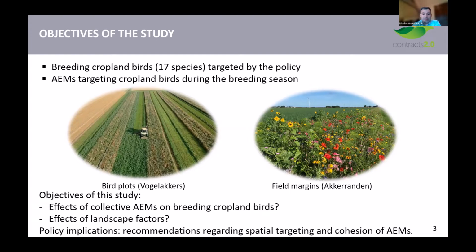First, we wanted to assess the effects of collective agri-environmental measures on the abundance of the breeding cropland bird species. And second, we wanted to identify important landscape factors that have an influence on this abundance. And from the results to the first 2 questions, we aim to draw useful lessons for the spatial targeting and cohesion of measures.